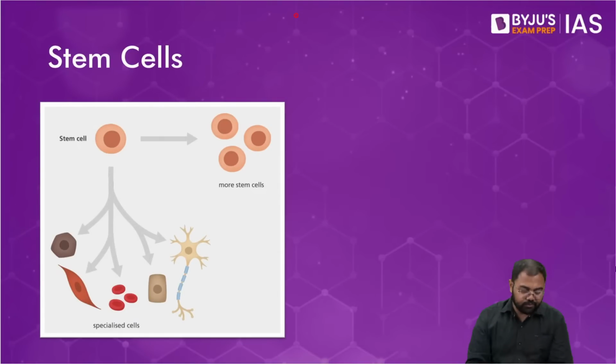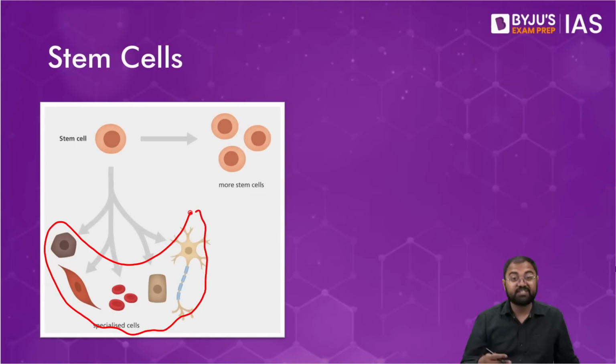Now, if you look at all these, these are the different types of specialized cells in the body, which have one kind of function or the other. So for example, we have red blood cells, white blood cells, nerve cells, brain cells, heart cells, skin cells. There are n number of different types of cells in our body.